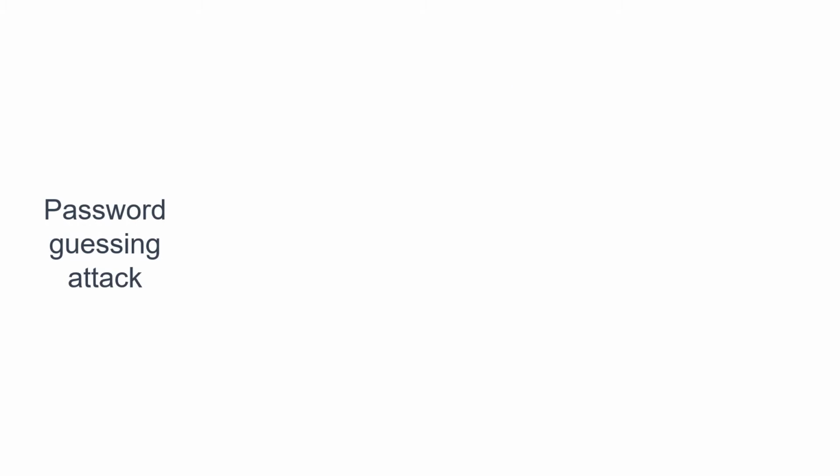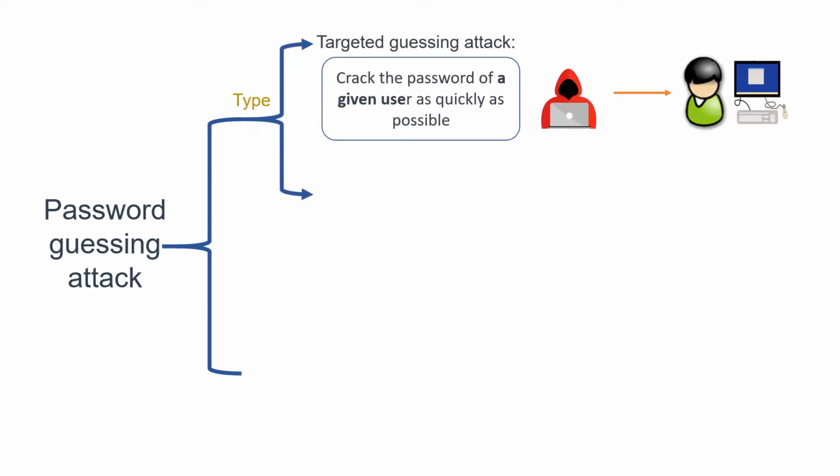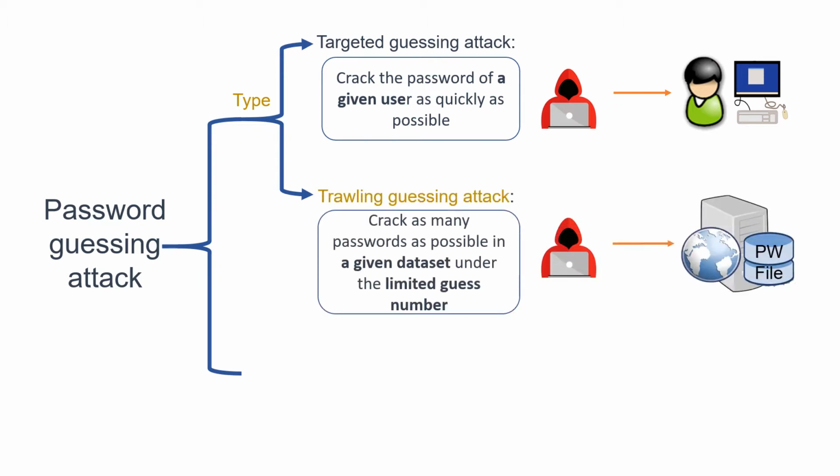Password guessing attacks can be divided into two types based on the target of the attack. The first one, called targeted guessing attack, has the goal of cracking the password of a given user as quickly as possible and focuses on each user. The second one, called trolling guessing attack, has the goal of cracking as many passwords as possible in a given dataset under the limited guess number and focuses on the whole dataset.